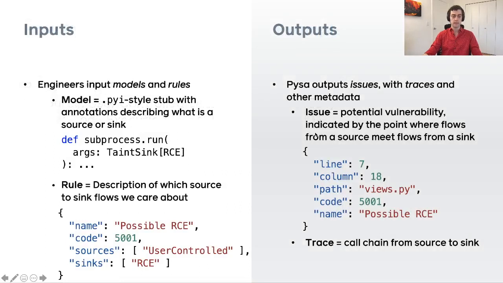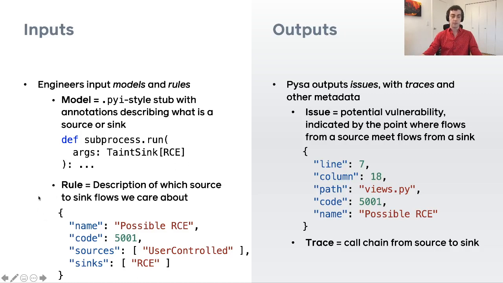So when using Pysa, there are two main inputs and then some outputs it's going to give you. As an engineer using Pysa, you're going to give it models and rules. Models are .pyi style stubs with annotations like the ones I just described that tell you what are sources and what are sinks. So in this example, subprocess.run was a sink we wanted to detect for remote code execution. So we would annotate the args parameter there as a taint sink for remote code execution. And by the way, if you're not familiar with what .pyi style stubs are, it's fine. We'll talk about them later. For now, all you need to know is that they roughly look like Python code.